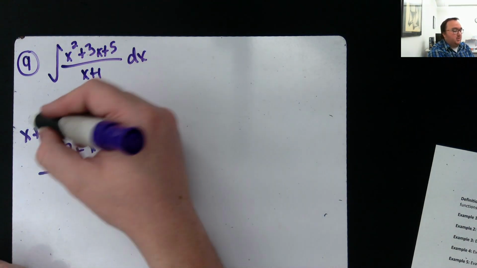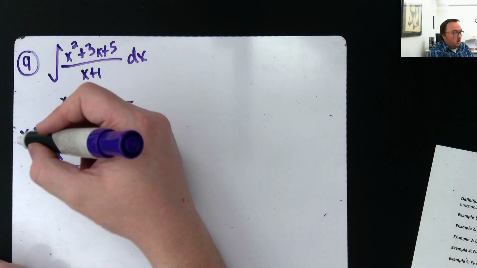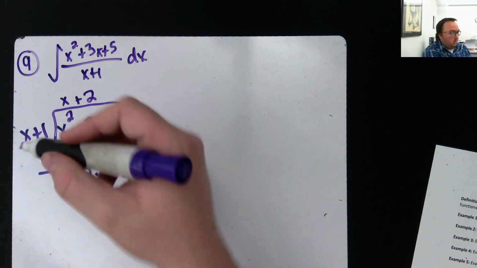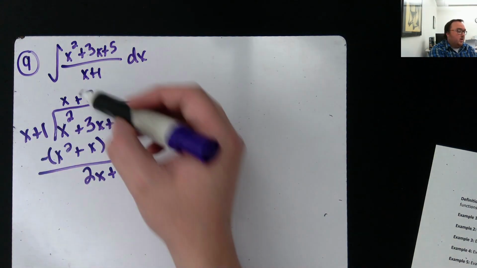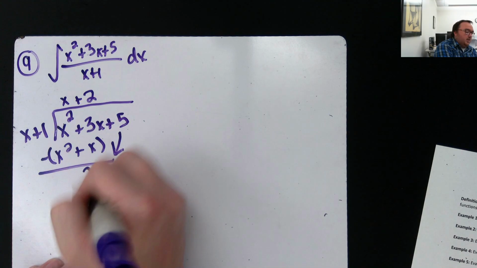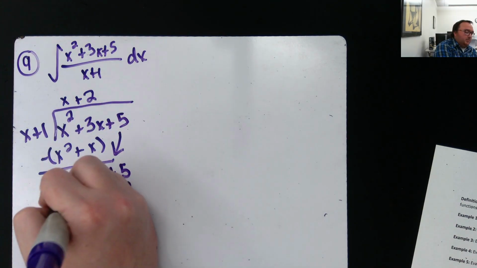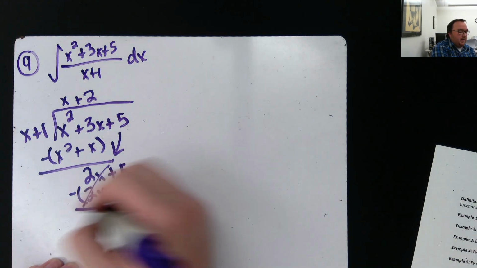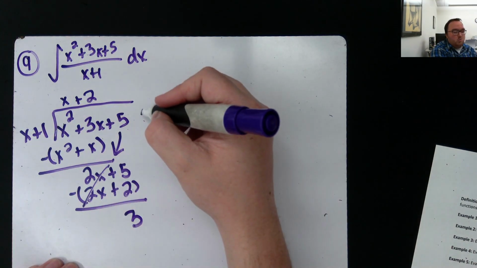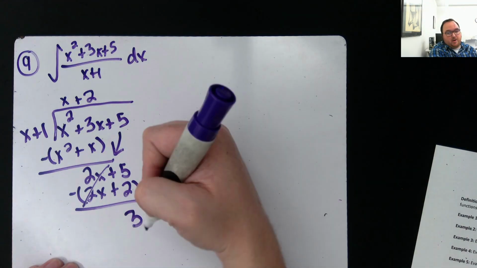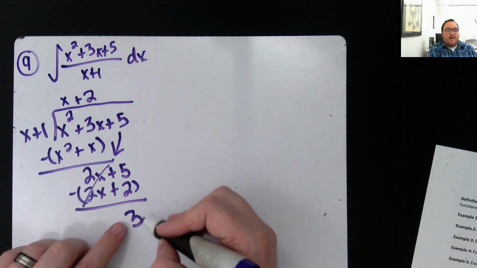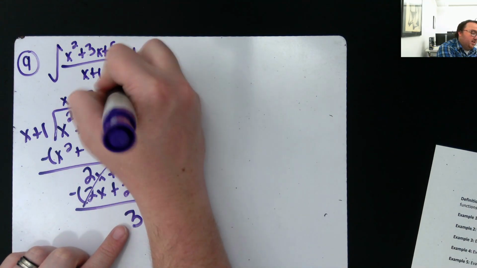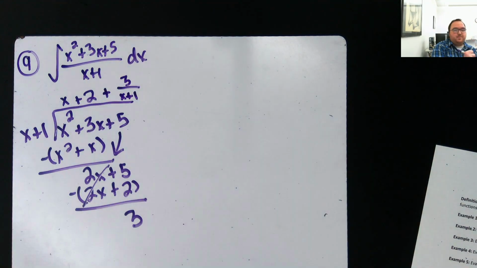Then do 2 times all of that stuff. 2 times x is 2x. 2 times 1 is 2. Subtract it. 2x's cancel out. 5 minus 2 is 3, and there are no more terms over here, so I can stop right there. This means I have a remainder of 3. So this is plus 3 out of that x plus 1.